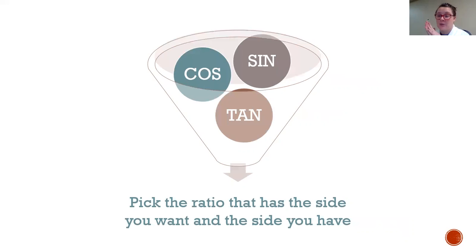Lastly, just to summarize, and this is going to help us with our next lesson too, how do you pick which ratio? You've got 3 ratios, we're throwing them into a funnel, which one do we choose? Pick the ratio that has the side you want and a side that you have. So think about which 2 sides am I interested in? What do I have information about, or what do I want information about? That will help you determine whether you need sine, cosine, or tangent. Make sure you label the sides first.